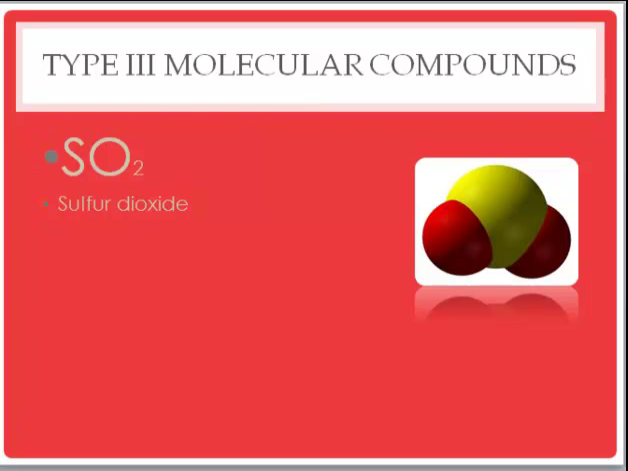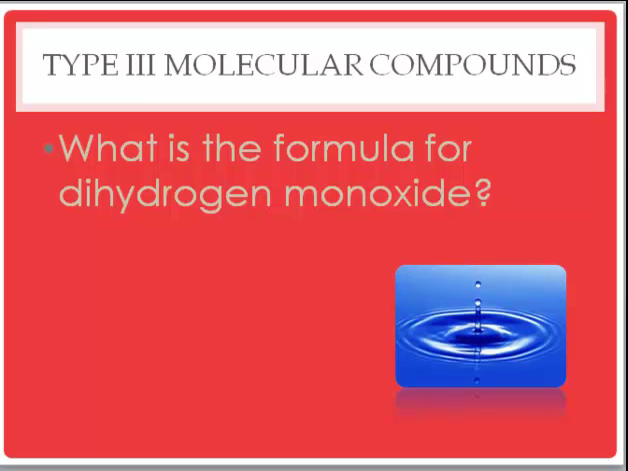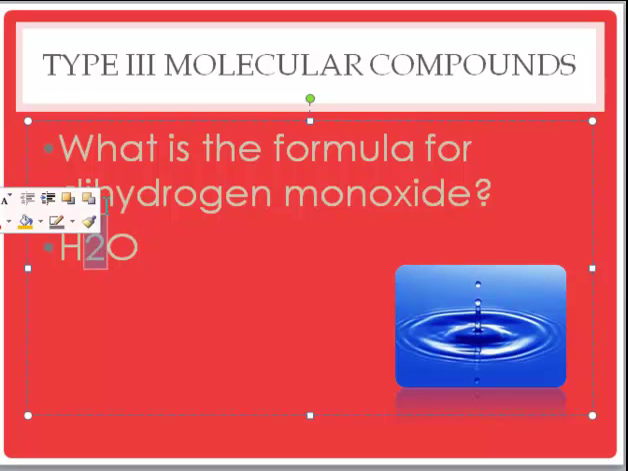Next. What's the formula for dihydrogen monoxide? Well, we have two hydrogens and an oxygen. Obviously, we call that more commonly water. There you go. H2O, dihydrogen monoxide. That's often a trick question in quizzes.